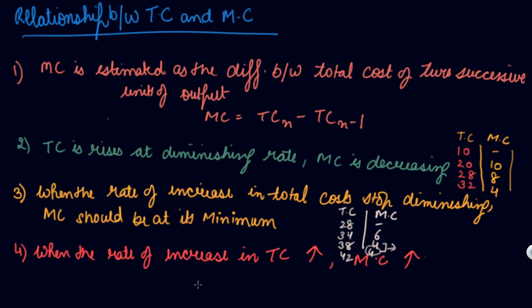And now let's see if the rate of increase in the total cost increases. Let's say your total cost was 10. Now it has become 20, now it has become 32, now it has become, let's say, 50. Your marginal cost is calculated: 20 minus 10 is 10, 32 minus 20 gives you 12, right? 50 minus 32 gives you 18. So your total cost is increasing at an increasing rate, so your marginal cost started increasing.